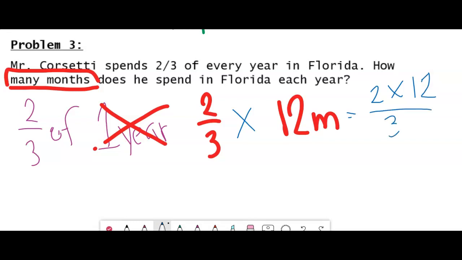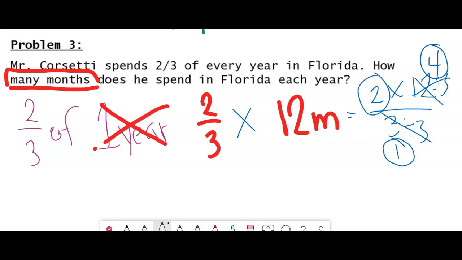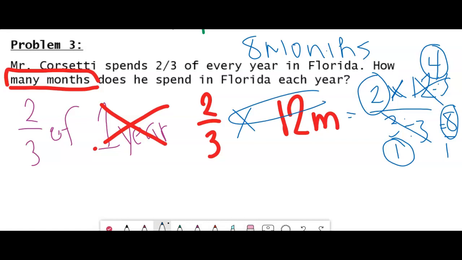Now I'm going to look for the cross-canceling opportunities. I know that I can divide 3 by 3, and I know that I can divide 12 by 3 to get 1 and 4 here, which would change my equation to 2 times 4, which equals 8 over 1, which would equal 8. So the answer is 8 months. 8 months of the year is how much time Mr. Corsetti spends in Florida. Oops.